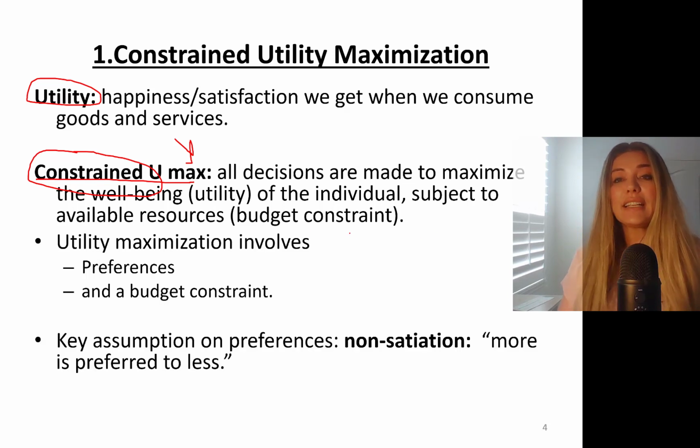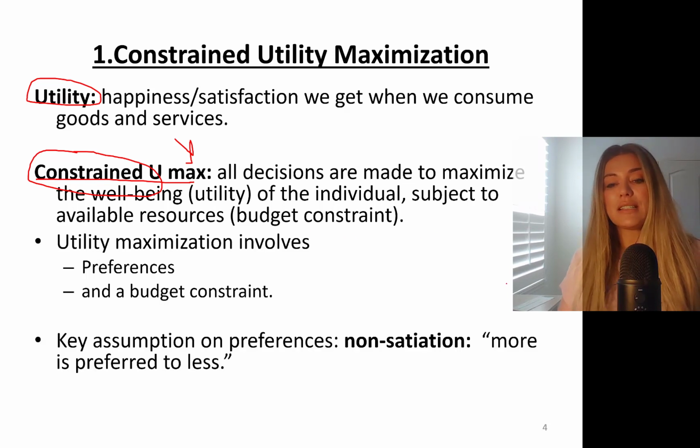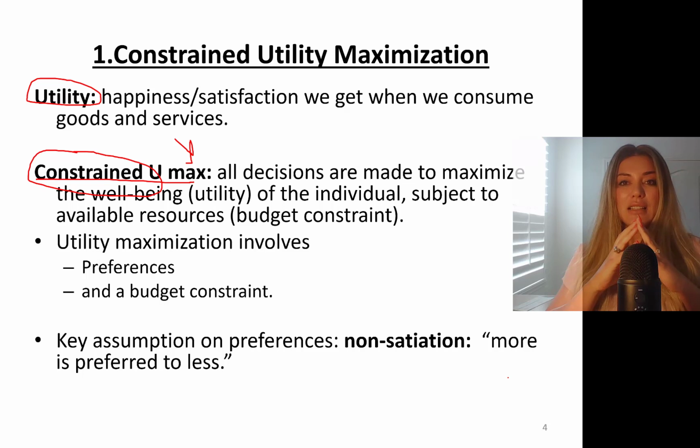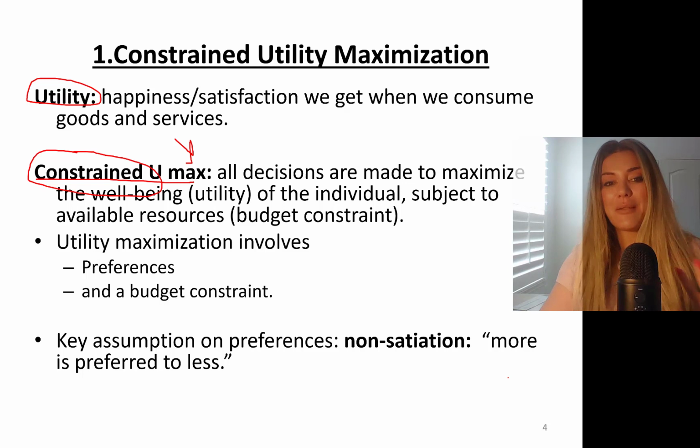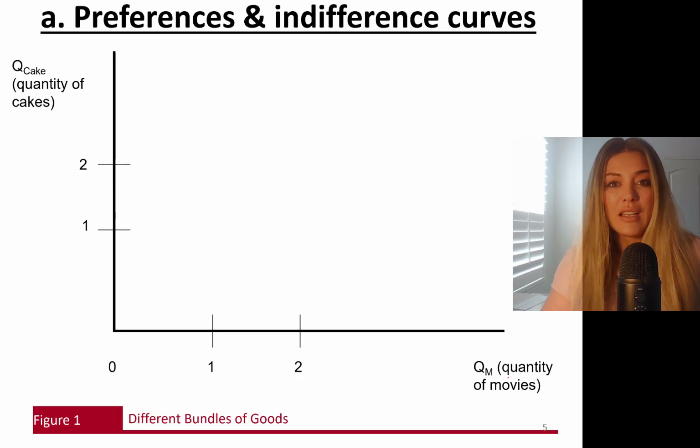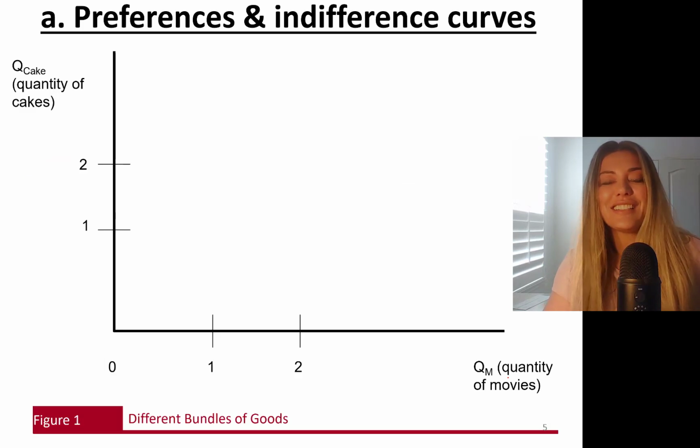Okay, so a key assumption in preferences is what we call in economics non-satiation, which means in terms of consumption, more is preferred to less. Okay, first of all, I will prefer more coffee to less coffee always. So it's the same idea. Non-satiation means more is preferred to less. This can be shown in this indifference curve setting.